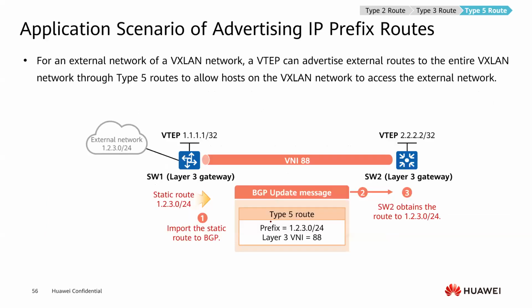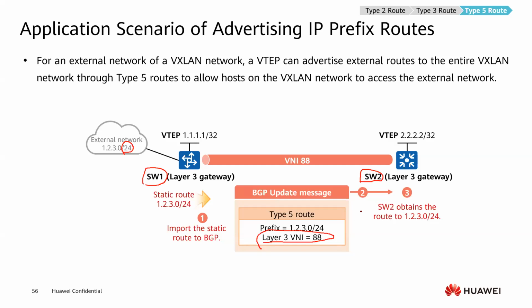So you will find that it is just to tell the VXLAN network how to reach the external network. For example, the external network is 1.2.3.0, and its mask length is 24, and this route will be imported by switch 1 into the VXLAN domain, and then switch 1 will send a BGP update message to switch 2 at the level 3 gateway. In this message, it will carry the prefix and it will carry the level 3 VNI.